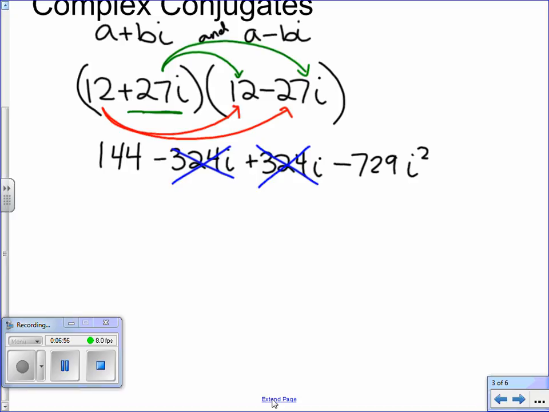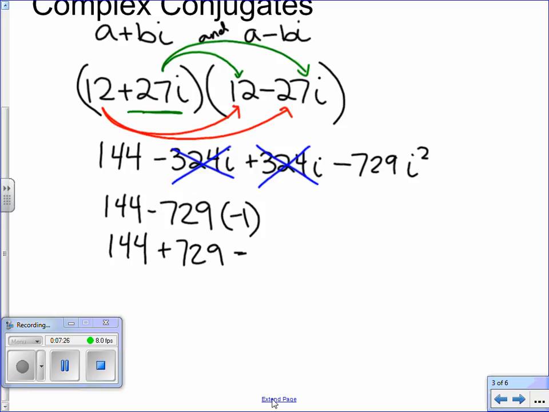Okay, so negative 324i and plus 324i cancel out. And then I'm left with this 144 minus 729 times i squared. But what's i squared really? Negative 1. So I could say times negative 1. And then negative 729 times negative 1 becomes positive 729. And when I add those together, I get 873.